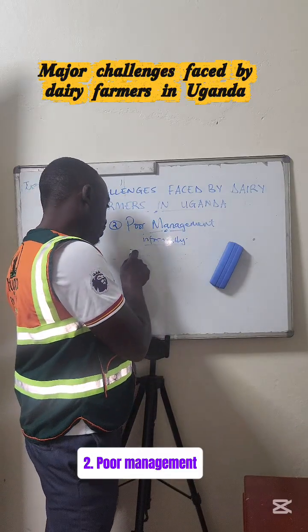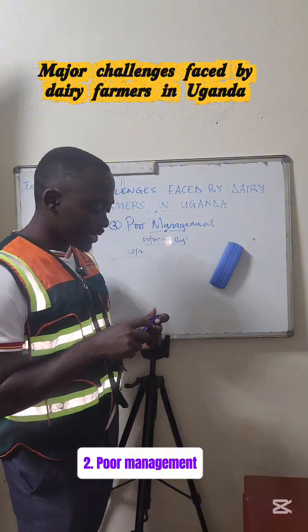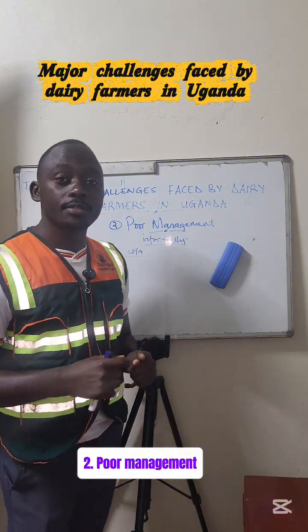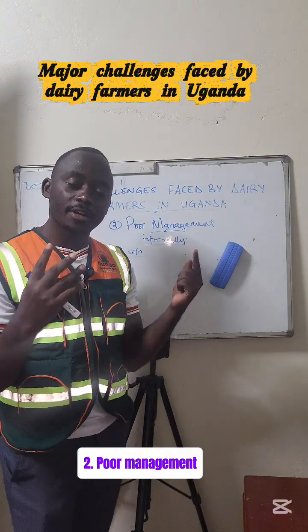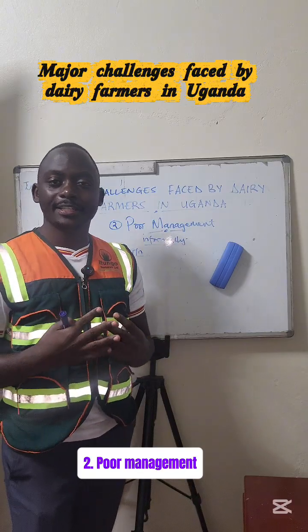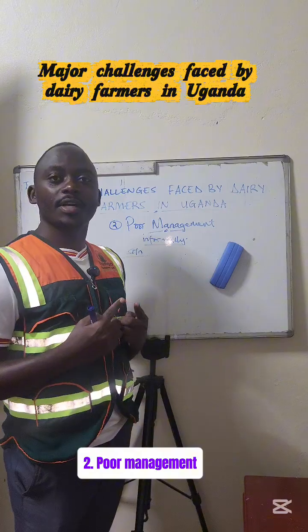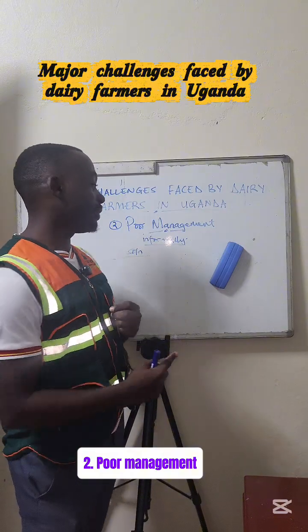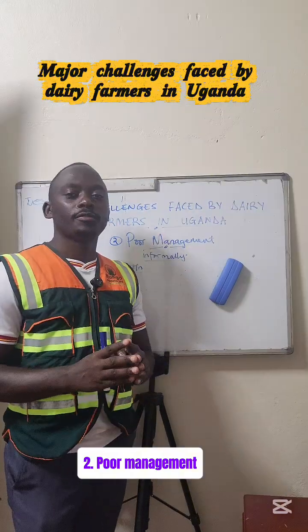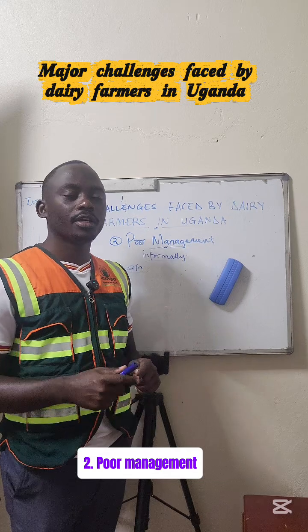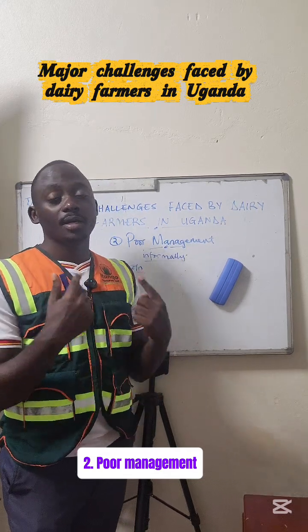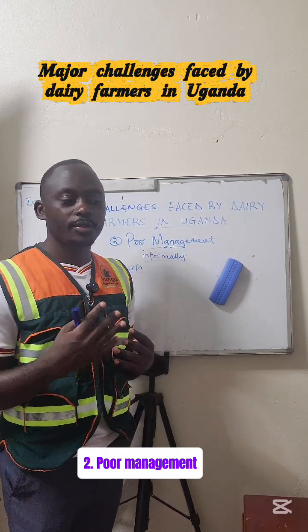So how do we solve this? What is the solution to poor management? The first thing to do is structure your farm. You have a farm manager that has at least a diploma in agriculture. If the worst goes to the worst, at least let them have a certificate, but it should be in agriculture. If your farm manager has at least a certificate in agriculture or a diploma, they will have a background and they know what they are going to be doing.